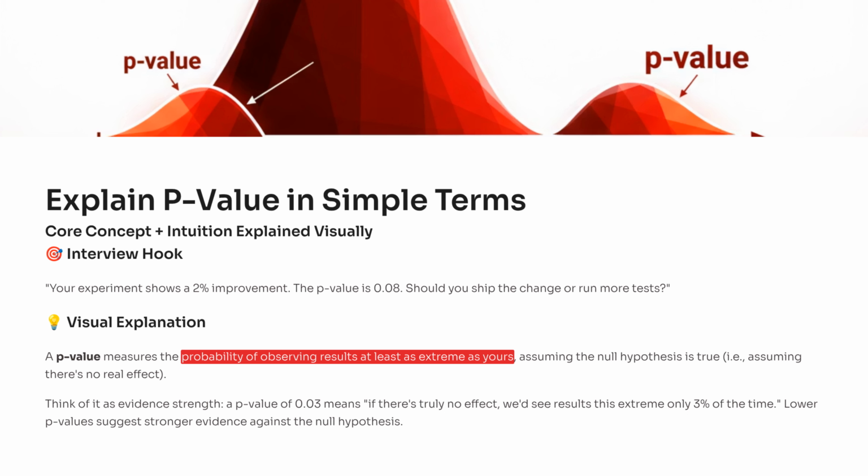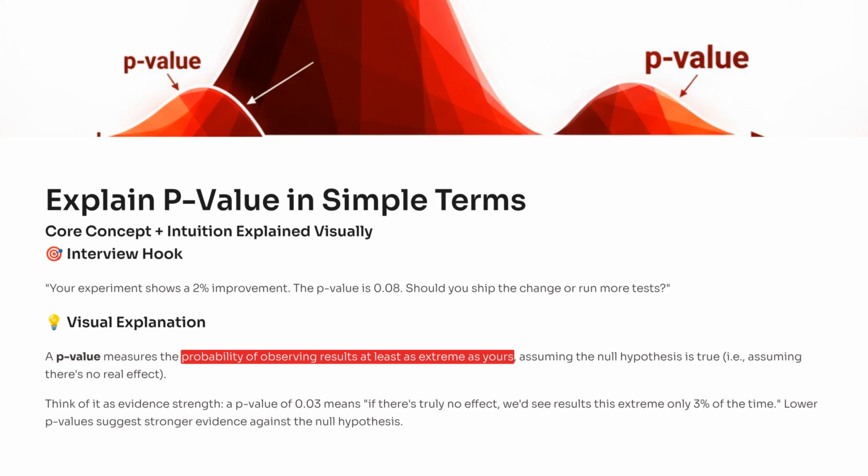You're sitting in a data science interview, and the interviewer asks, "Your experiment shows a 2% improvement, but the p-value is 0.8. Would you ship the change or run more tests?" Now, this question isn't about memorizing definitions. It's about showing you understand how to think like a data scientist. So let's break it down in simple terms.